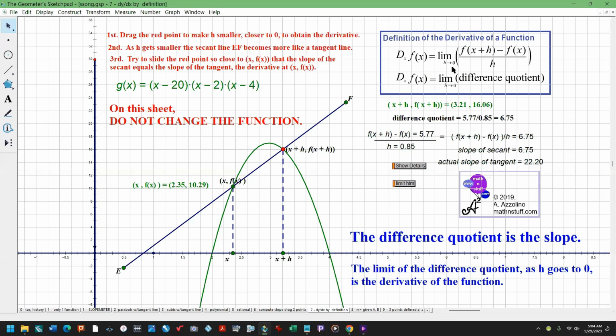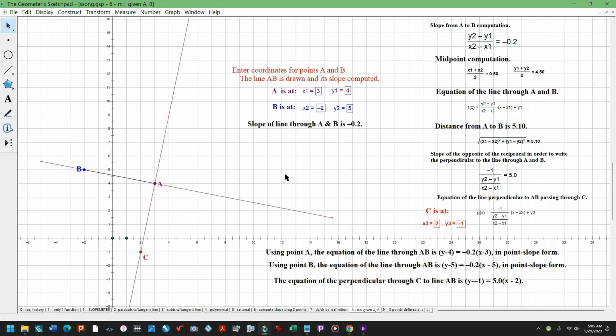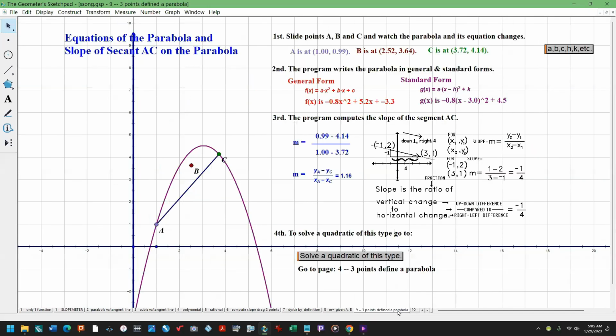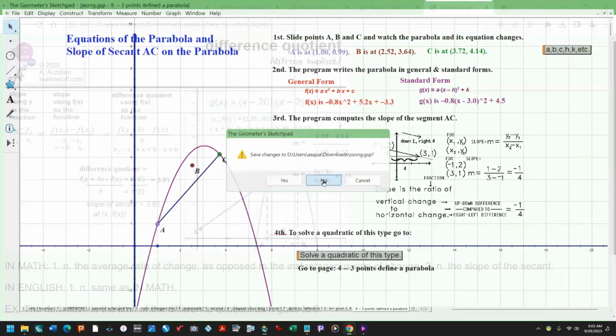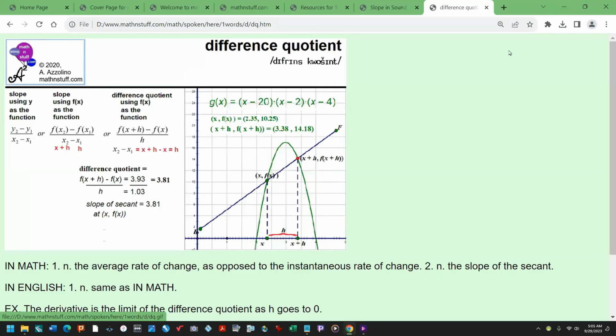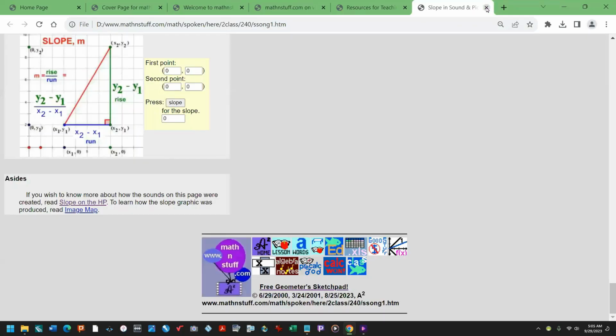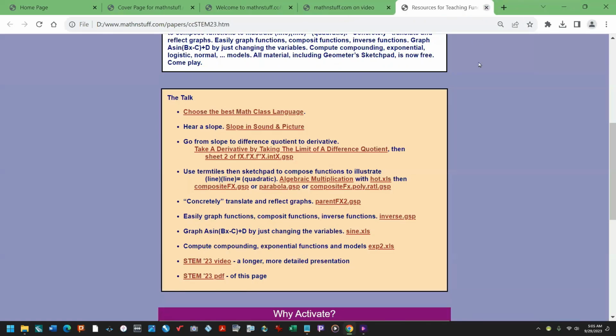Here we have it by definition, formally laid out, this time with h. And here's just toys you can play with. You can change your coordinates of A and B and compute the slope, write the equations, and so on. We don't need that one. We can get out of this. You can just throw this away. You don't need it. Get rid of it. This is where we are. That's how far we've come.